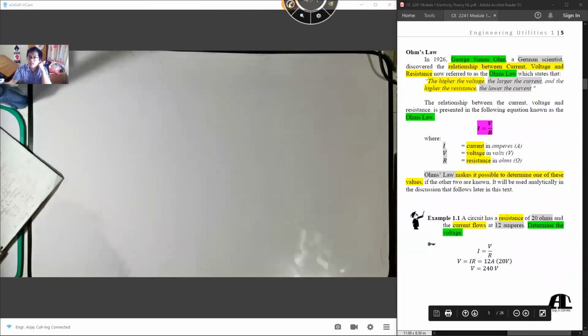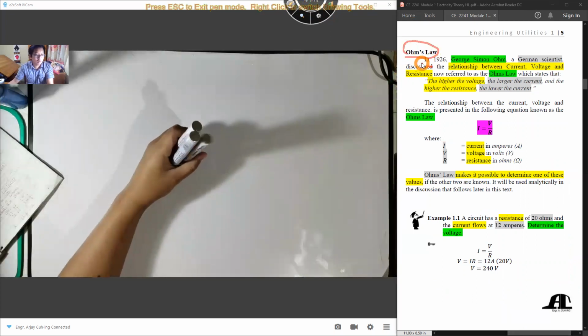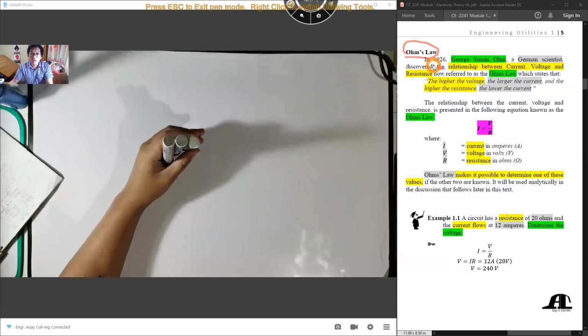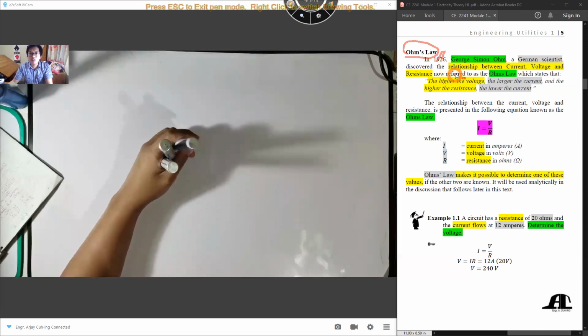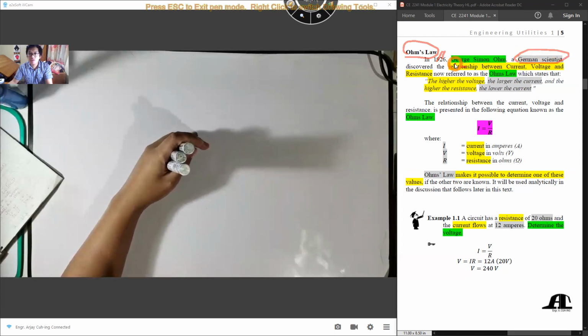So yun class. So, ang nagre-relate class dun sa tatlong yun, so meron tayong tatlo, di ba class? Meron tayong tinatawag class na current, resistance, to voltage. So, ang magre-relate class dun sa mga yun is yung tinatawag nating Ohm's law. So, Ohm's law class is devised by a German scientist in the name of George Simon Ohm in 1926. Okay? So, ang pinaka Ohm's law class states that the higher the voltage, the larger the current. The higher the resistance class, the lower the current.